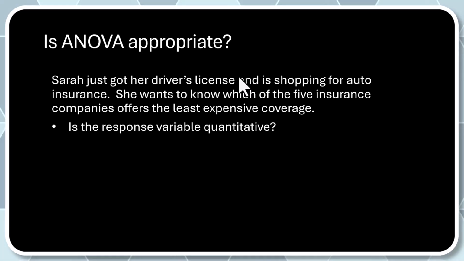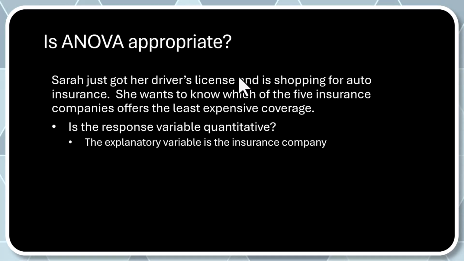So remember, the first thing is that the response variable, not the explanatory variable, but the response variable has to be quantitative. In this case, the explanatory variable is the insurance company. That is a categorical or qualitative variable, right? Because it's a label. So like if I use State Farm or if I use USAA, that's a label. Okay, but it doesn't matter that that's qualitative, right?